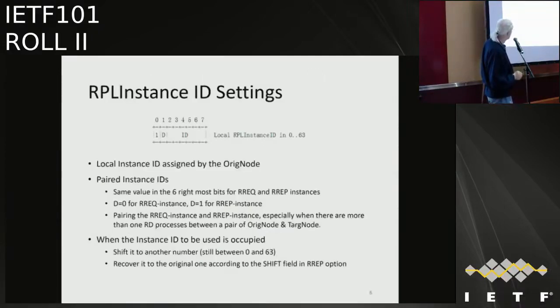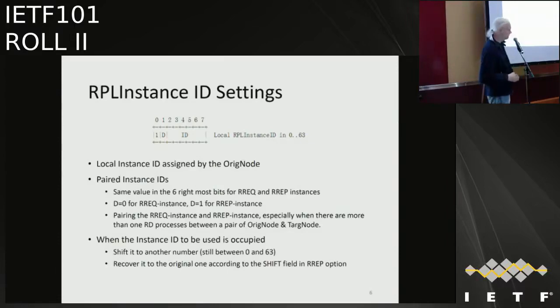All right, and then we had discussion about how it is that the instance IDs would be paired. The original document, or earlier document, I should say, just said, well, if you add one to the instance ID of the route request, you get a route reply, and then occasionally there might be a collision, or even rarely, there might be a collision with the instance ID already in use at the target.